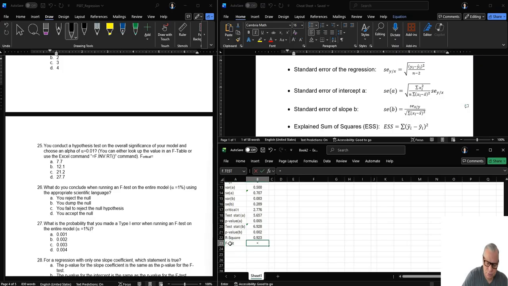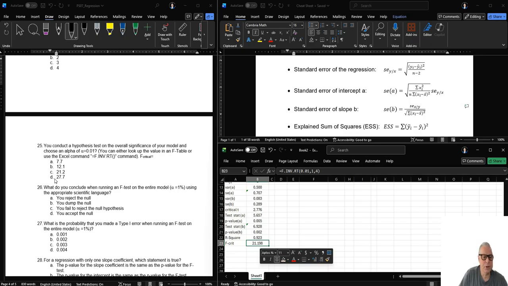So for this we use the command F.INV.RT, right-tailed. That command tells us we want 0.01 probability mass in the right tail. Then Excel wants to know how many degrees of freedom we have in the numerator. That's the first one, degrees of freedom 1 is the numerator, 1, comma, degrees of freedom denominator 4. So this is a very high critical value.